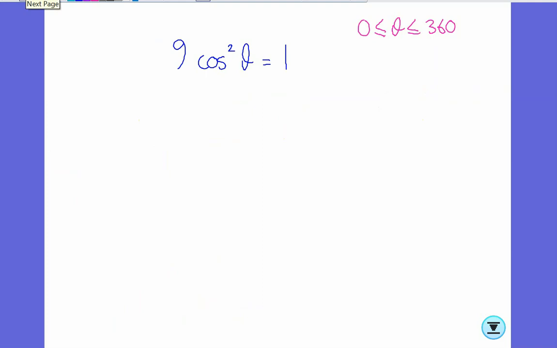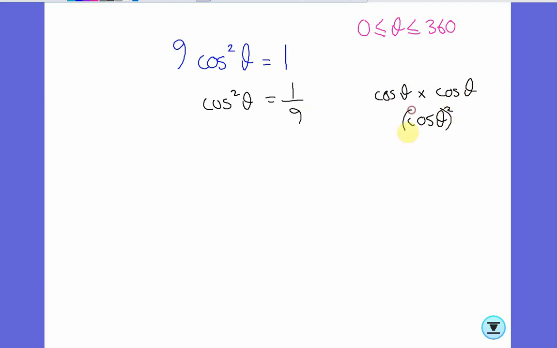This one's a tricky one. The cos ratio is not on its own. Okay, so that's cos squared theta, and I can divide by 9. But cos squared theta, I'll point this out now, we're going to talk about this more when we do identities. What this actually means is cos theta times cos theta. We write it like that because if we wrote cos theta squared, it looks just like the theta is being squared. So we moved it to make it easy for everyone to understand.